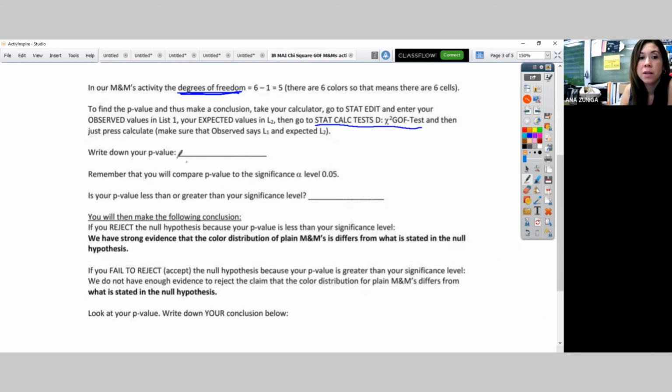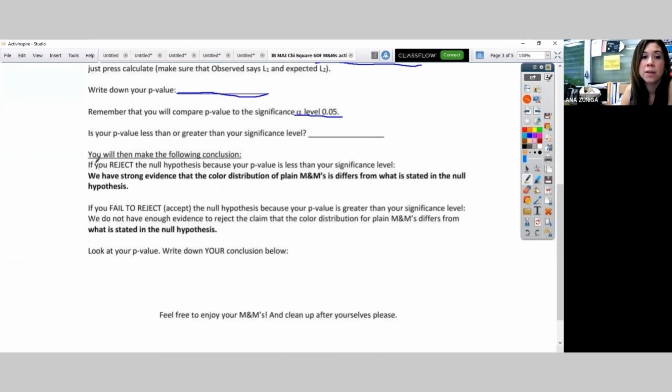Remember from the previous video, the p-value is going to be compared to the significance level, which is usually 5%. So we're going to use 5%. So figure out based on your information if your p-value is less than or greater than 0.05. And then you're going to make the following conclusions depending on your p-value. So either you reject the null hypothesis, or you're going to fail to reject the null hypothesis, depending on what you got for your p-value compared to your significance level. And then right here, I want you to actually write down your conclusion.